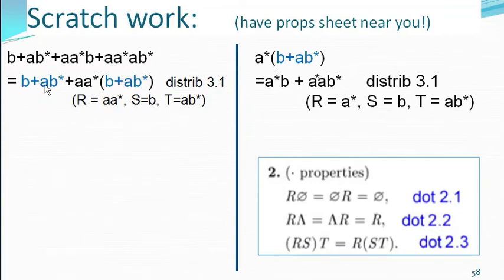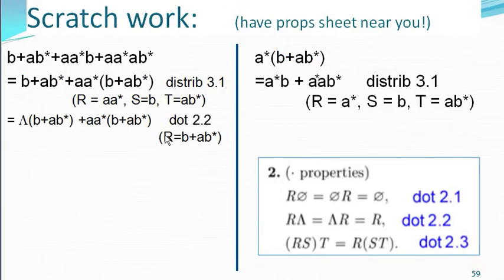But I need the equivalent of a 1 times this in math, right? And what's the equivalent of a 1 times this in math? Well, it's a lambda times this, right? So I can use this dot 2.2 rule where I say let my R be B plus AB star. And I can take this piece here and turn it into this. Because once I've done that, then I could use one of my distributive rules again, right?